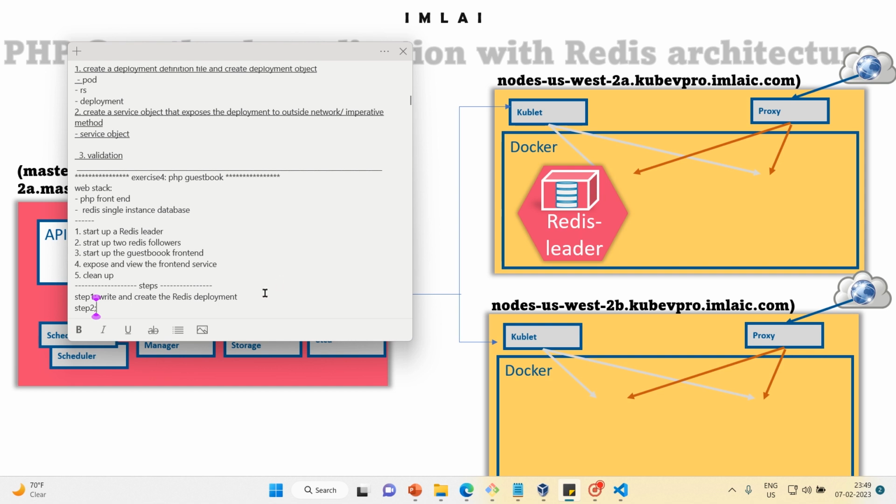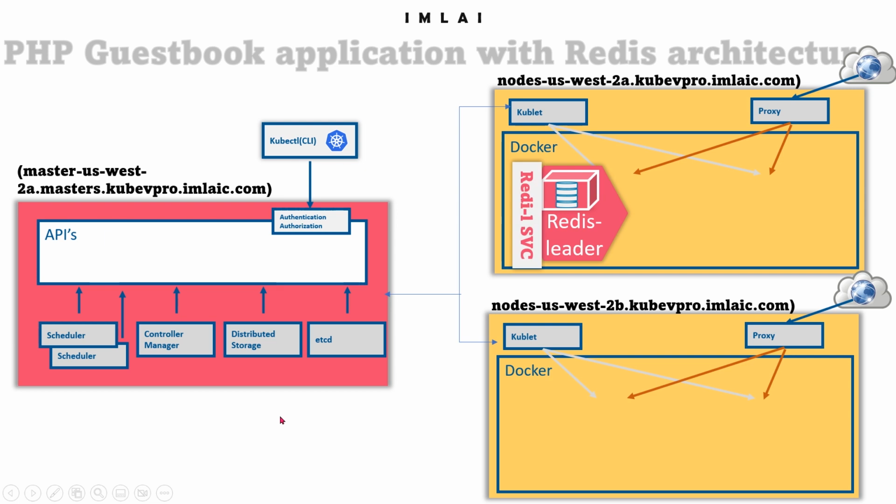The next thing is to create the Redis service. We call this one a leader. The first one we have created, that's a leader. Okay, Redis leader deployment. Then after that we will create a service for this. Create the Redis leader service. We'll write a service definition file, and we will create a Redis leader service for this.